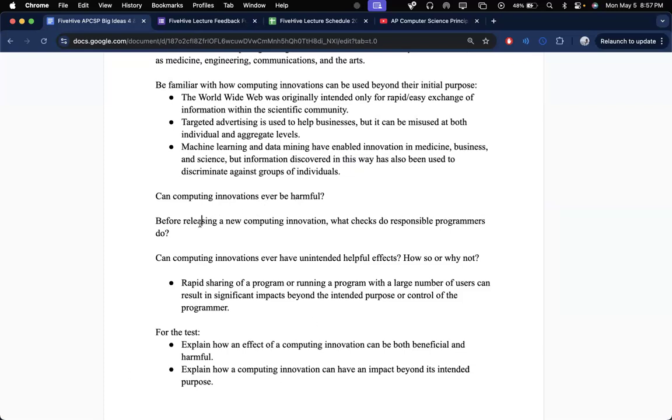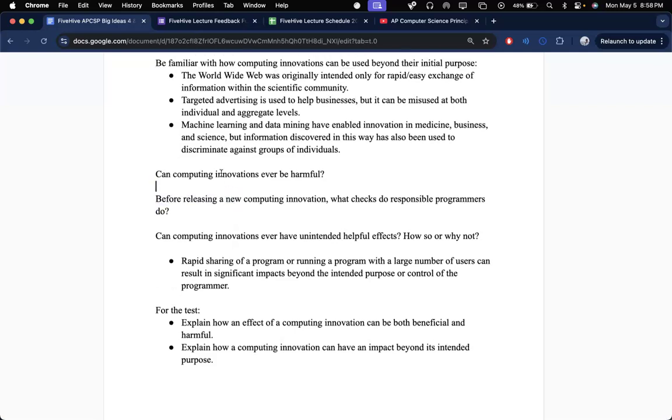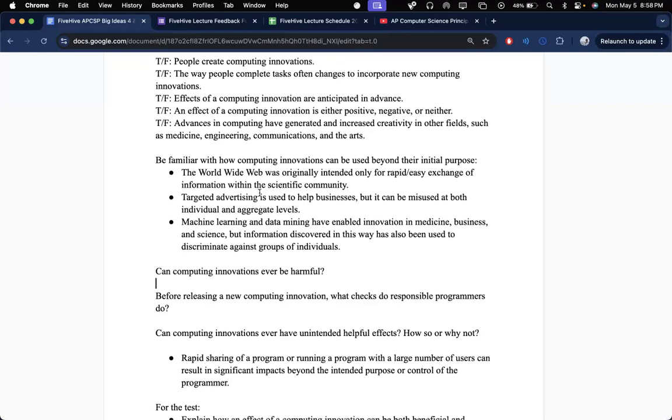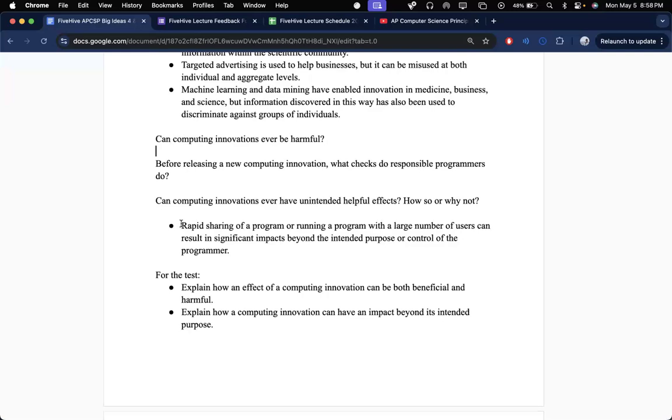Great. Before releasing new computing innovations, what checks do responsible programmers do? This is more of a leading question because it's taken straight from the CED. Responsible programmers try to consider the unintended ways that their computing innovations can be used and the potential beneficial and harmful effects of these new uses. So we try as hard as we can to consider all of our effects, but we need to know that there are some things that may not be able to be seen.